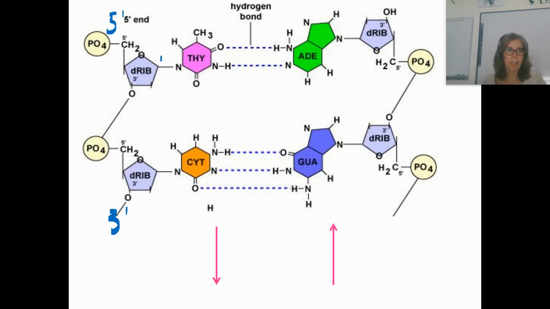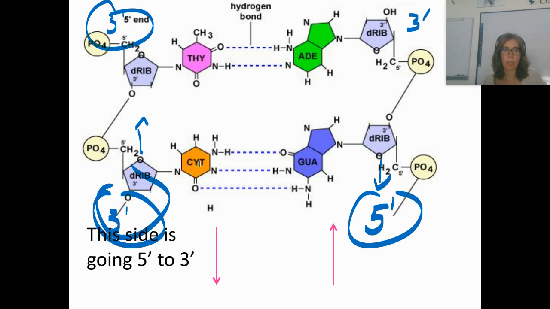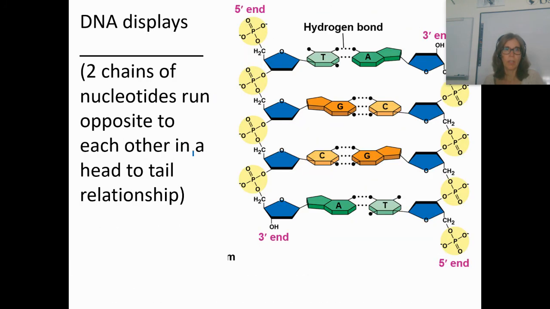And if this side is in one direction with the O's pointing up and the O's are pointing down here, then 1, 2, 3, 4, 5. This must be the 5' and this must be the 3'. So do you see how it's opposite? If this is 3, this is 5. We call that anti-parallel. They are going in the opposite direction from each other. So this displays anti-parallelism.